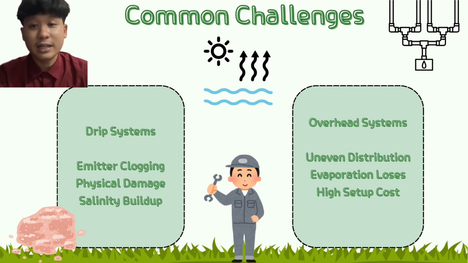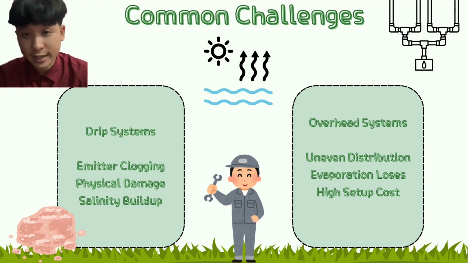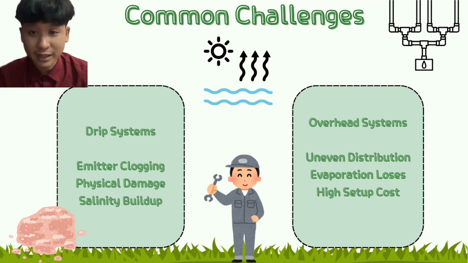Lastly is salinity build-up. What is salinity build-up? Salinity build-up happens when high-mineral water is used repeatedly over and over again. Over time, salts accumulate in the soil and within the system, clogging emitters and reducing water flow. Excessive salt can harm plant roots and also reduce yields. So, proper water management and leaching are important to prevent long-term soil degradation.